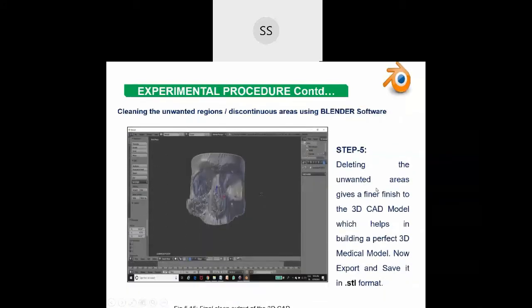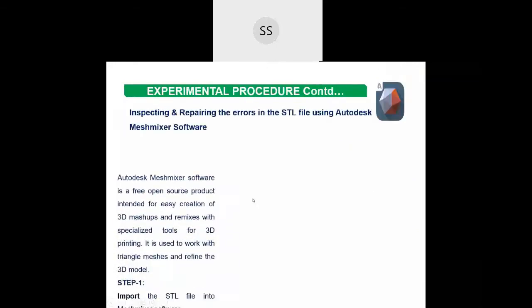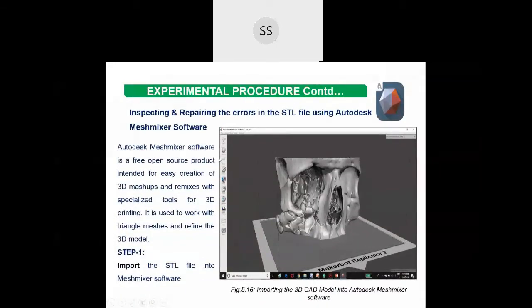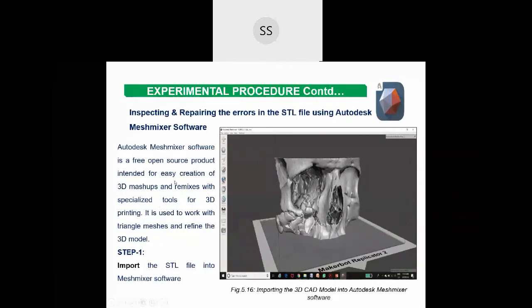Then you join, and deleting the unwanted areas gives a finer finish to the 3D CAD model, which helps in building a perfect 3D medical model. So you remove this unwanted region and you get this image. But how to fill up this region? You use another software called Autodesk Meshmixer. It inspects the repairs and errors, what the missing things are, selects them, and remixes with specialized tools for 3D printing, right? Before you 3D print, it will fill up those discontinuities which were removed. It is used to work with triangular meshes and refine the 3D model.